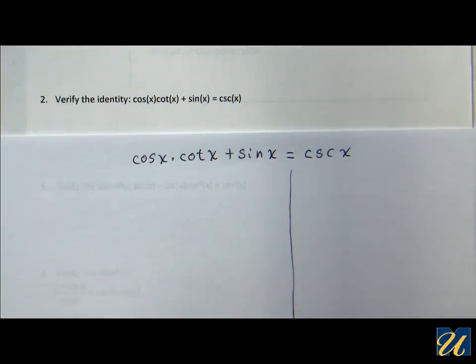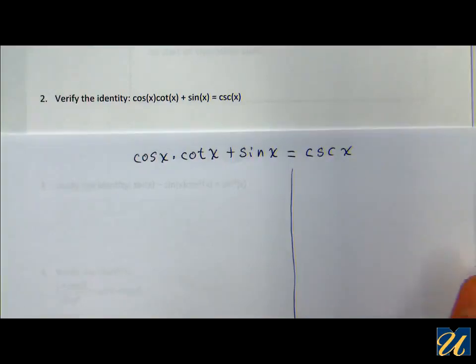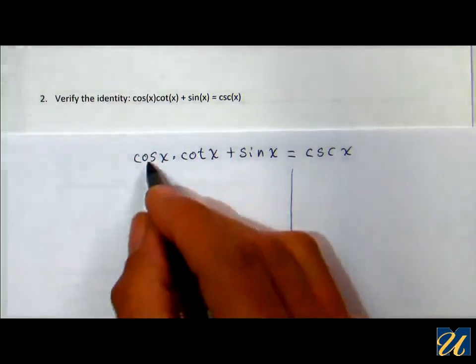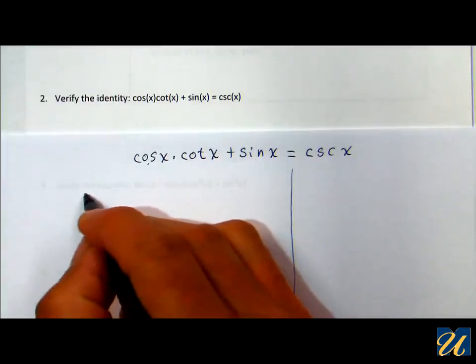Okay. You saw in a previous problem that one strategy is to convert everything to sines and cosines. So this one's already cosine, so let's leave it alone.